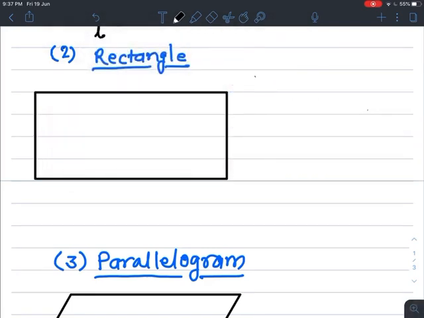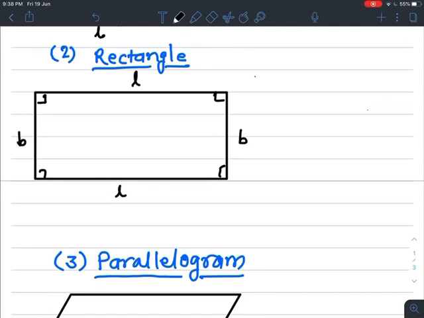So we must know the properties of a rectangle. Which are the properties? Each angle is 90. Suppose the length is L and the breadth is B. So we know this is B, this is also B. If this is L, this is also L. So I can write here B, here it is L.